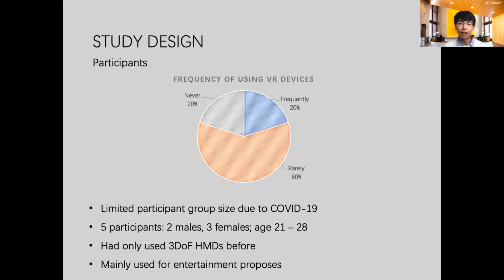One of the participants has used a VR device frequently. 3 of them have used a VR device about once every 3 to 5 months. And one of them has never used a VR device before. Those who had used a VR device had only used 3 degrees of freedom ones, such as the Oculus Go or the Gear VR. They mainly use the device for entertainment purposes, for example, playing games or watching movies.